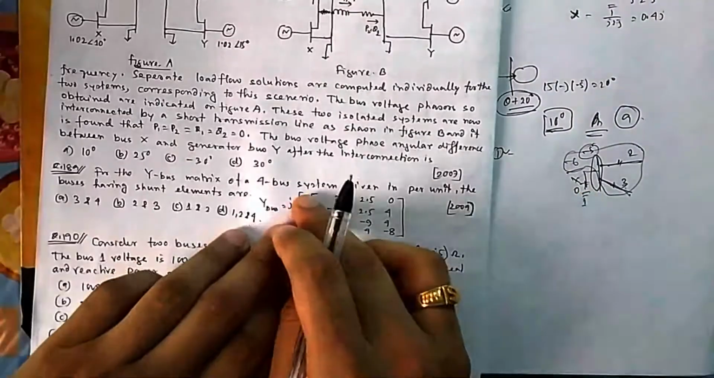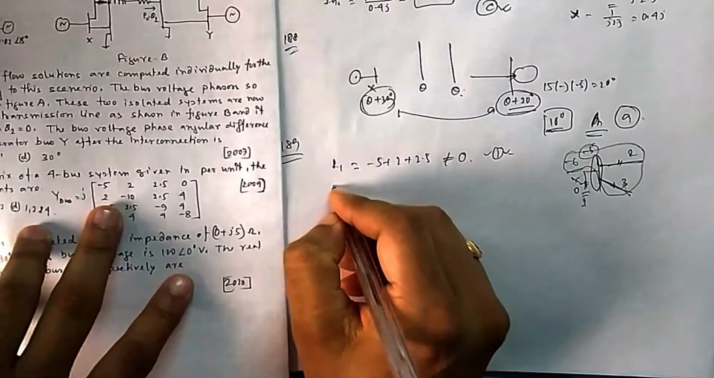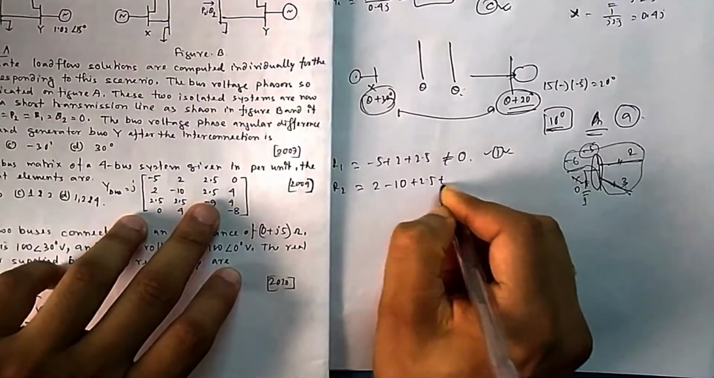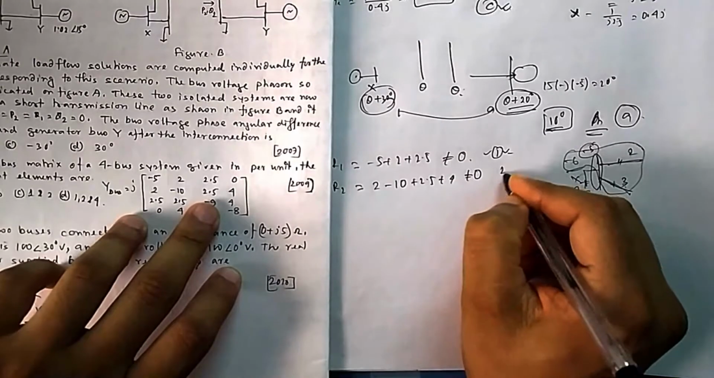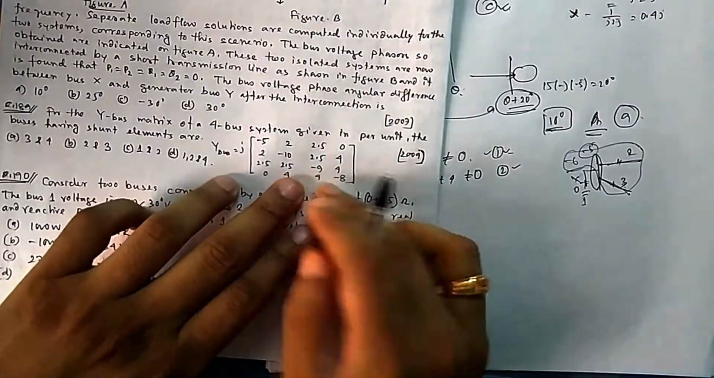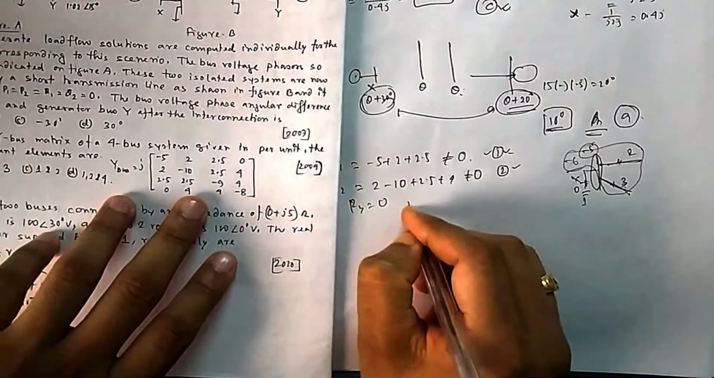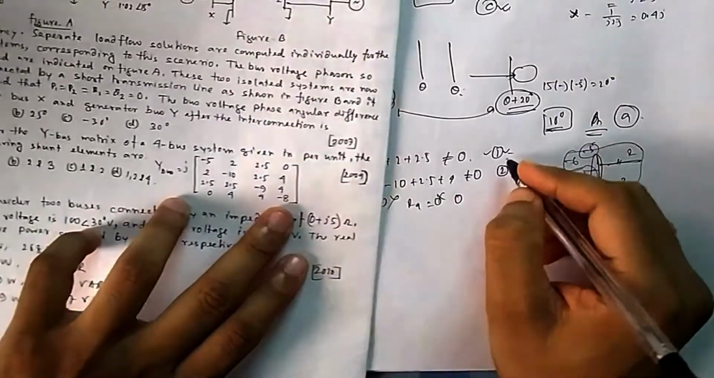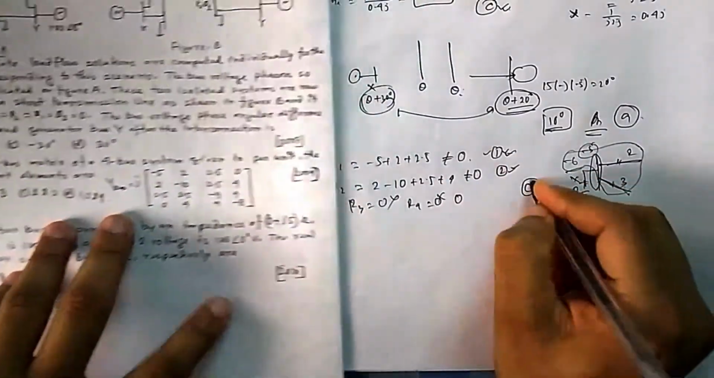Because this shunt only comes at the diagonal element. So if you add R2, 2 minus 10 plus 2.5 plus 4, again this is not equal to 0, so 2 also has a shunt. For R3, 2.5, 2.5, 5 plus 4, 9, minus 9, that is 0, so R3 is 0. Similarly R4 is also 0, 4, 4, 8 minus 4. So these two do not have any shunt elements, so only 1 and 2, that is option C.